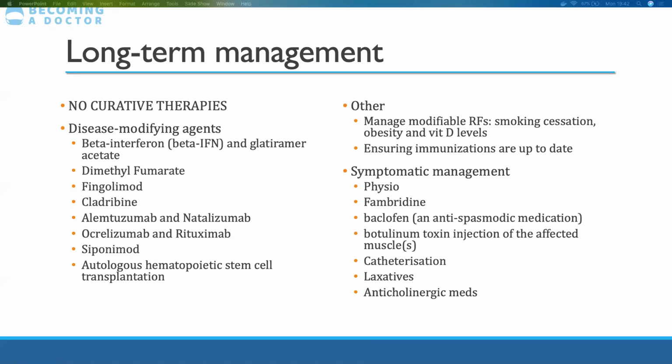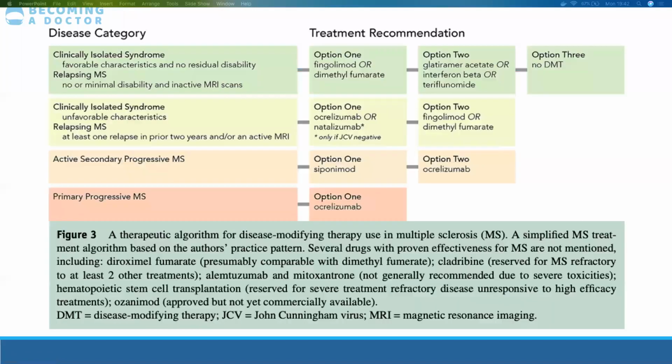Okay, so this was just from a paper. It just said what they thought were the treatment recommendations. However, like I went through right now, it really depends on the patient. You want to target it towards the patient.